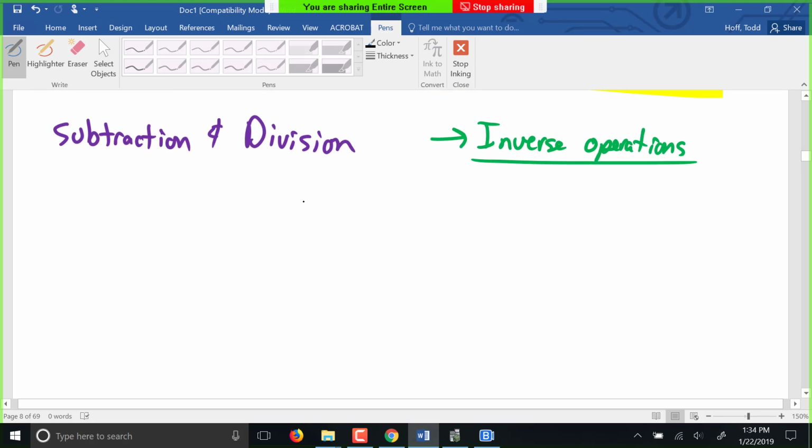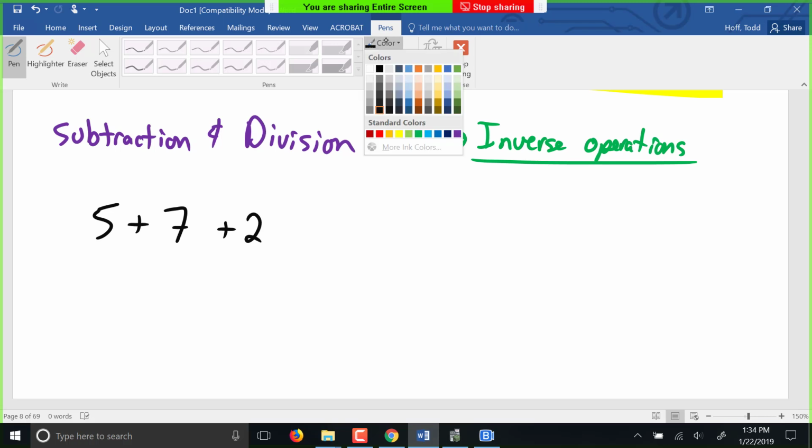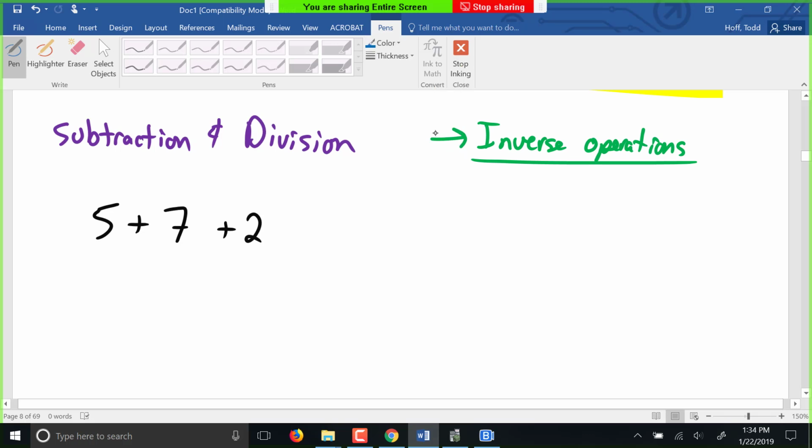If we're dealing with more than two numbers, we might have 5 plus 7 plus 2. All of our mathematical operations are what we call binary operations, which means you can only use two numbers at this given time. You can't do three numbers at once. So when we look at this, you do the 5 plus 7 first, and then you add the 2.